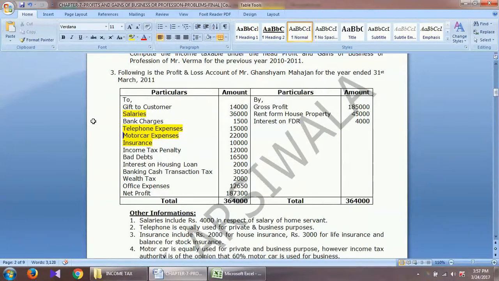In the additional information, it has been given that telephone is equally used for private and business purposes. Hence, we will assume that 50% of telephone expenses, that is 50% of 15,000, which comes to near about 7,500 rupees, will be treated as personal expenses, and that 7,500 rupees will be added back. It has been given that telephone expenses is equally used, hence 15,000 divided by 2, 7,500 will be the amount which is used for private purposes, and another 7,500 is the amount which is used for business purposes.